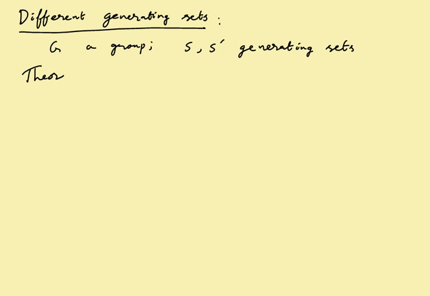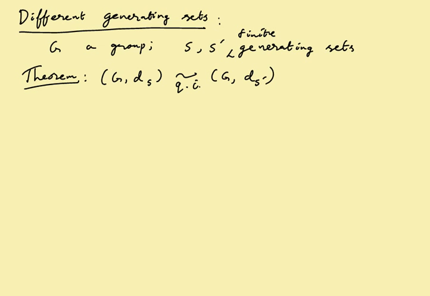But here I should emphasize finite generating sets. I assume the group is finitely generated and I've taken two finite generating sets. Otherwise this is very easily false. So G with d_S is quasi-isometric to G with respect to S prime. Let me sketch the proof. I'll point out the main step in the proof. The main step: where do we use finiteness?